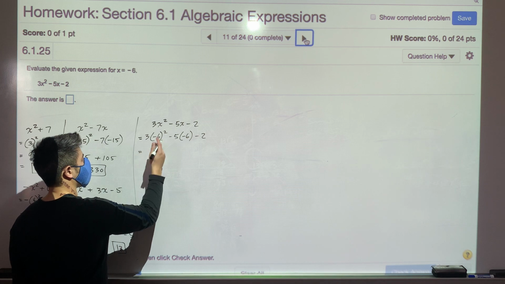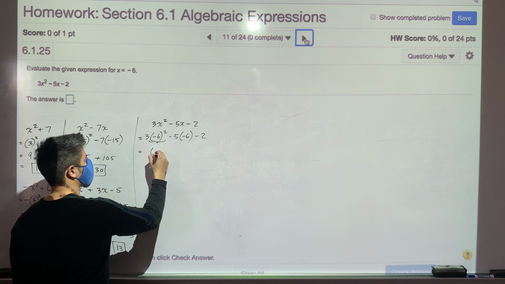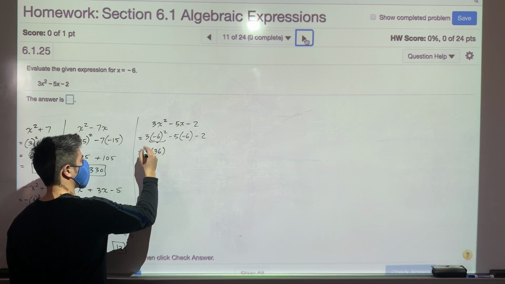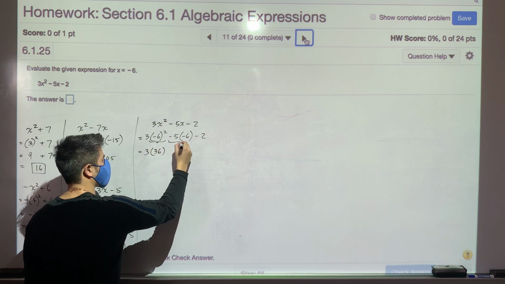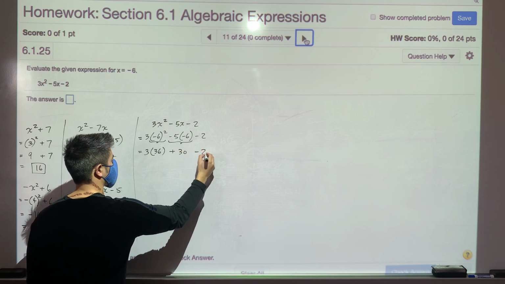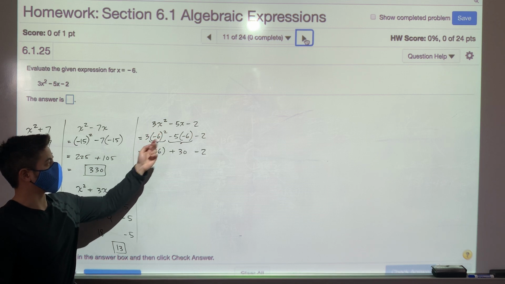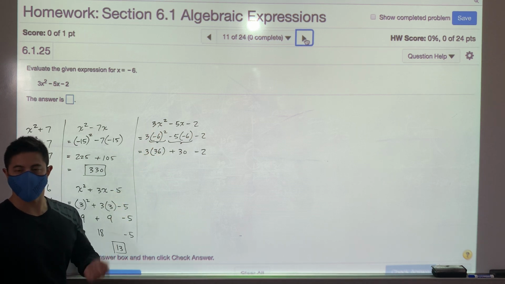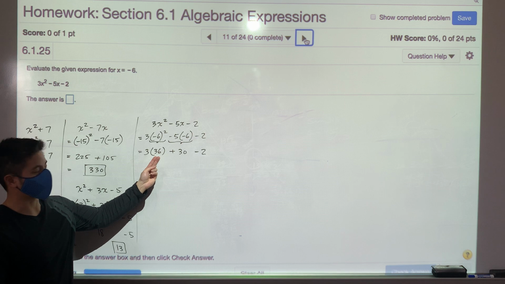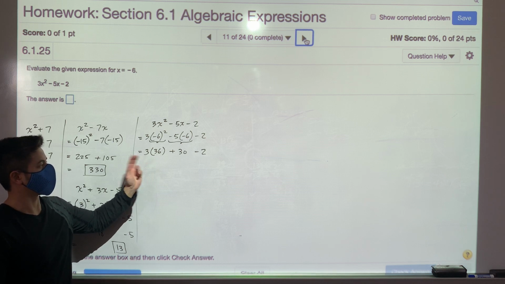So let's take a look here. I have substituted properly. What's my first one? Negative 6 squared, which is going to be a positive 36, times that 3. Then a negative 5 times a negative 6 is going to be a positive 30, minus that 2, which nothing happened with. So take a moment, make sure. Negative 6 times negative 6 is a positive 36. Now you notice I left that in parentheses because I want to ensure that I see that this is multiplication and I don't make any mistakes.